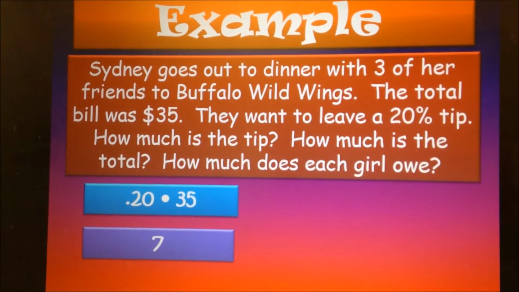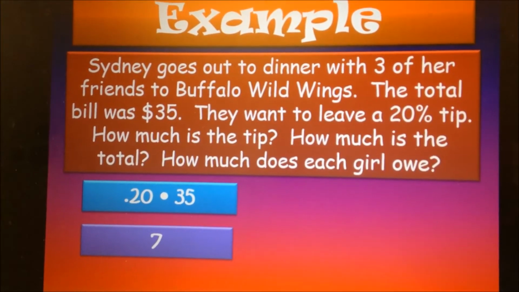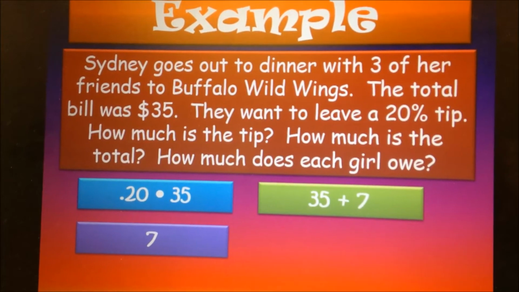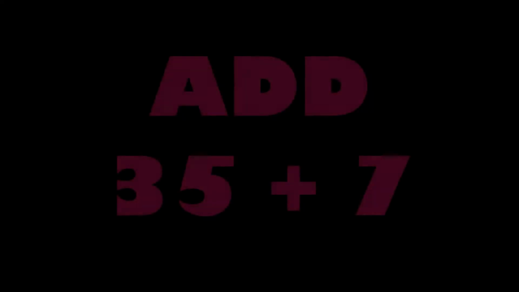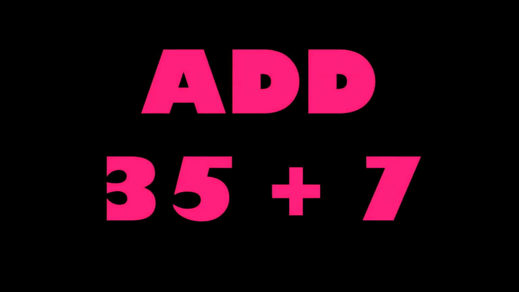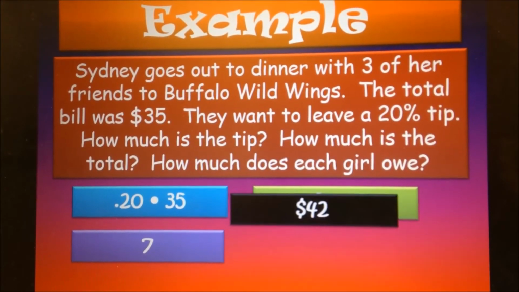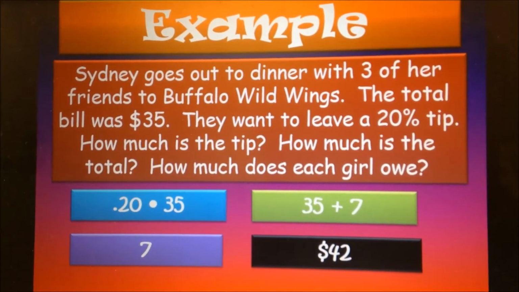I'm then going to take my original amount and add my tip to it. So I originally had to pay 35, but now I'm adding 7 more. So I get a total of $42 that my meal is going to cost.